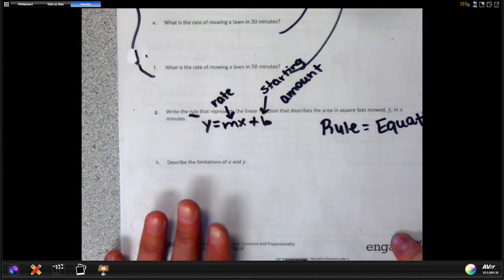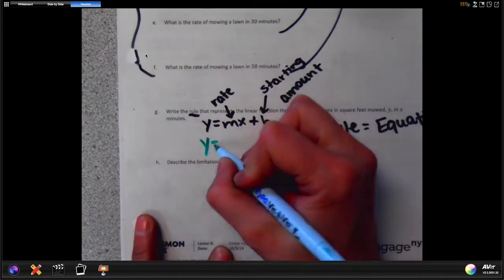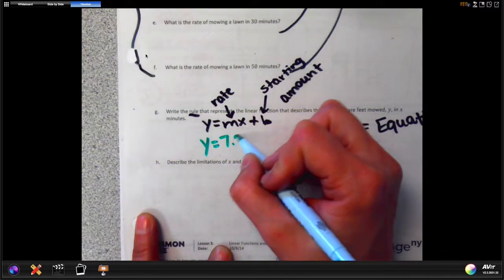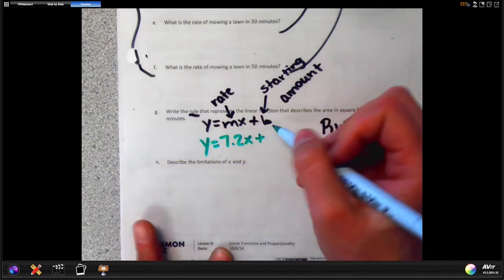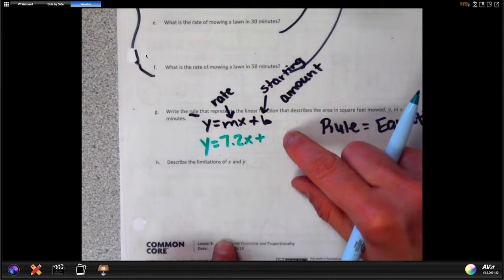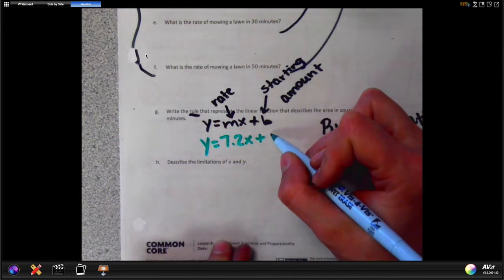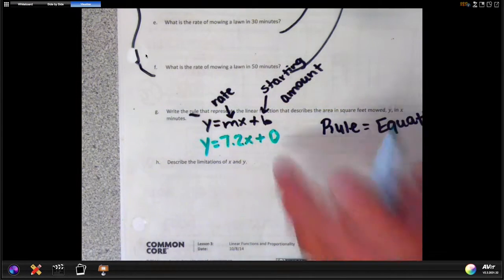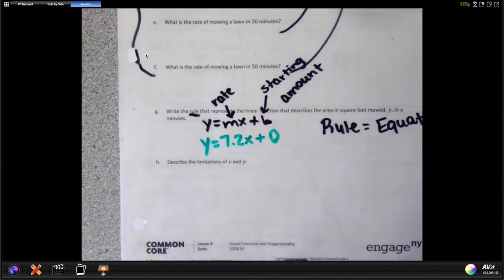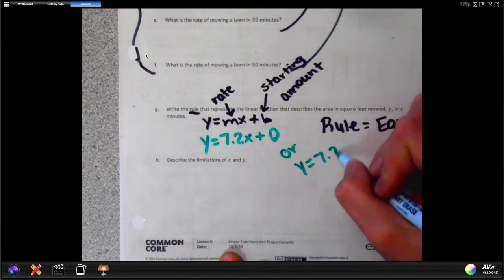And that's what we're going to be using here in this chapter, is these words are going to show up much more often. So our linear rule, or our linear equation for this situation, should be y equals, our rate was 7.2x plus, now our starting amount, sometimes you have to think about this intuitively. If you mow for 0 minutes, how much lawn got mowed? Well, 0 square feet. So our starting amount here is 0. So here is our equation. This is our answer. Y equals 7.2x plus 0. Or you could say just y equals 7.2x.